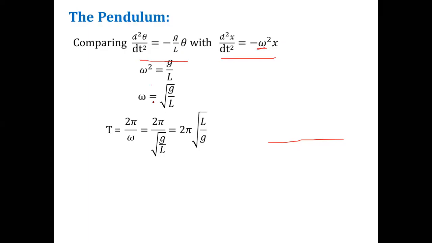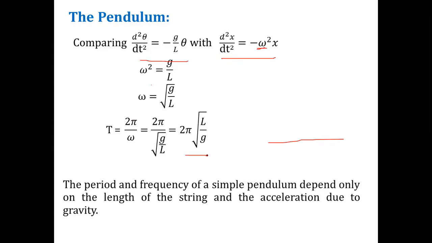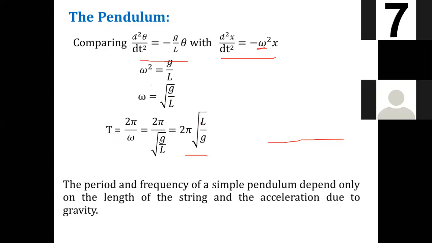That means your omega would be square root of g over l, and hence you can calculate your time period. Your time period is defined as 2 pi by omega. Plug in the value of omega here, you will get this expression for time period, which you are familiar with very well. Now, if you look at the time period over here, this time period depends on the length, this time period depends on the gravity.